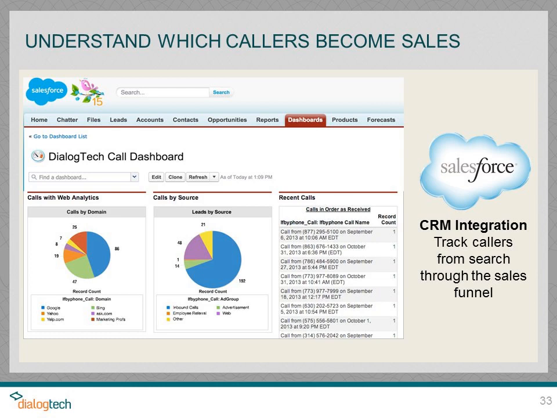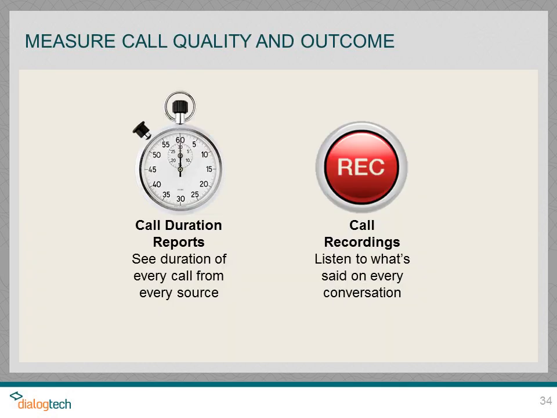So when you want to do real ROI reporting for each marketing source, you can include that call data in there so you understand what's really working and what's not. So that's part of the whole closed loop attribution story that we provide.